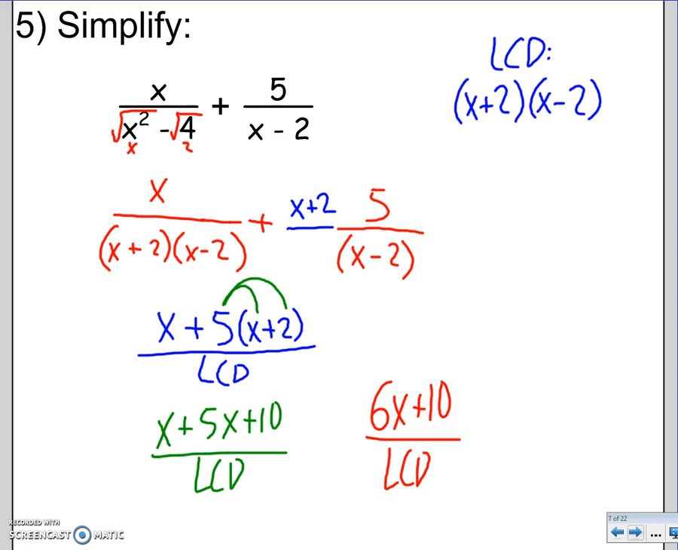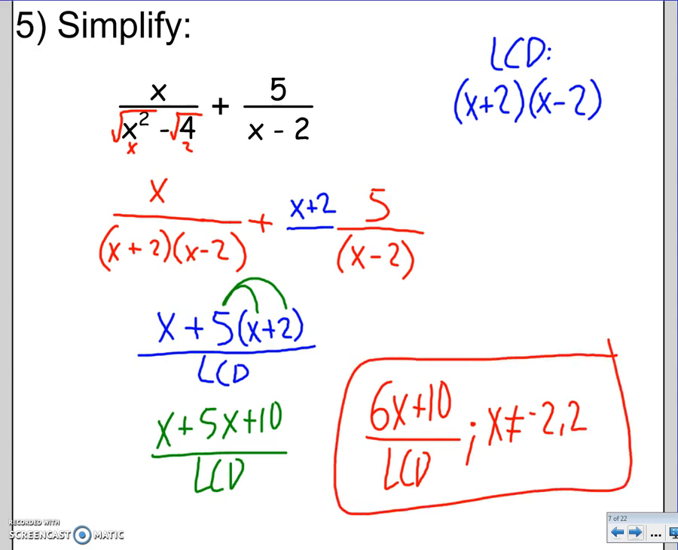I need to do the restrictions because the bottom does have letters. I see x in my LCD, I see it twice. So there are 2 restrictions. X can't be -2 or +2. Again, I just change the sign and divide.